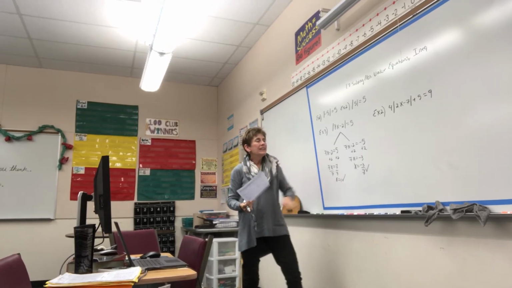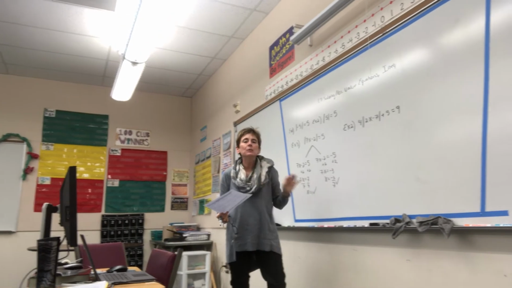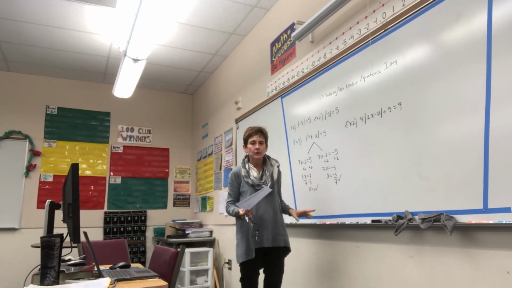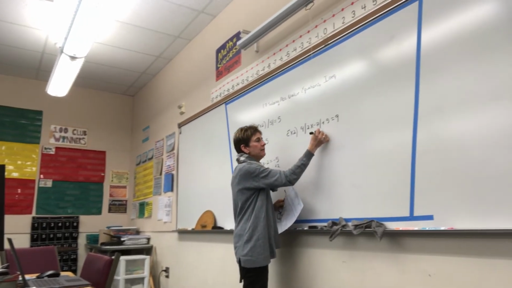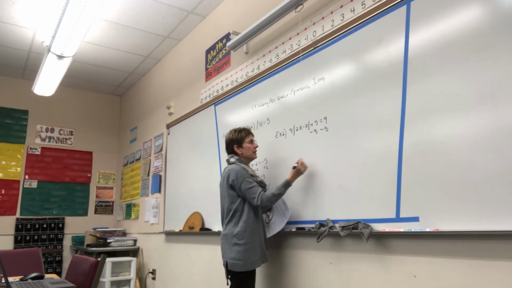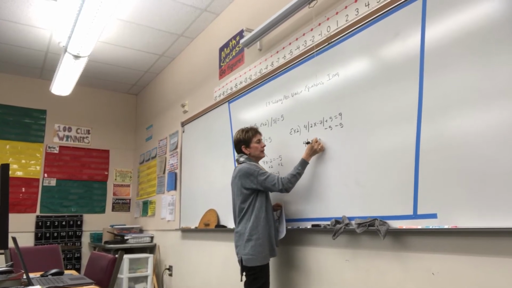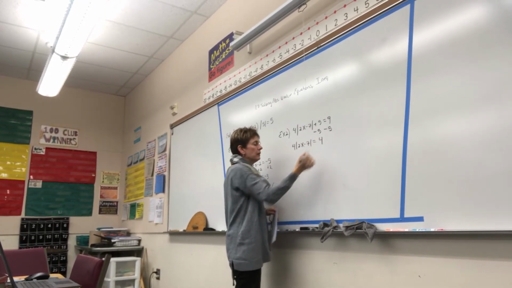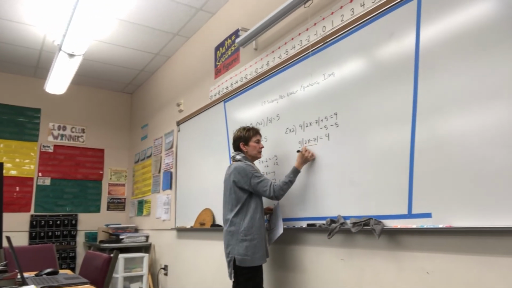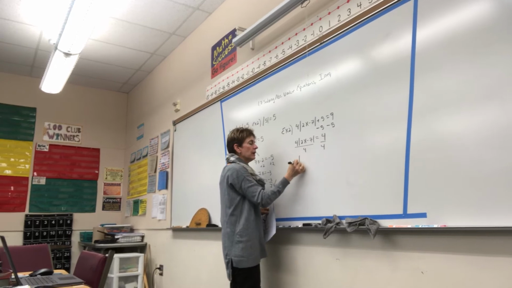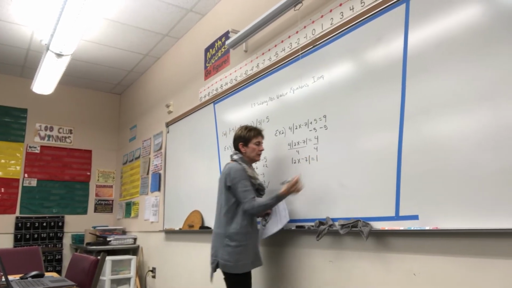Now, we cannot divide this problem into 2 separate problems yet because we haven't isolated the absolute value. We must do that first. So the opposite of adding 5 would be subtracting 5. So now I have 4 times the absolute value of 2x minus 7 equals 4. The opposite of multiplying by 4 is dividing by 4, so I'm going to divide both sides by 4 and get the absolute value of 2x minus 7 equals 1.